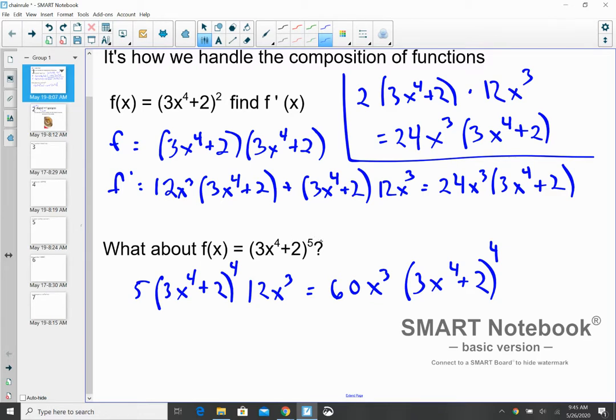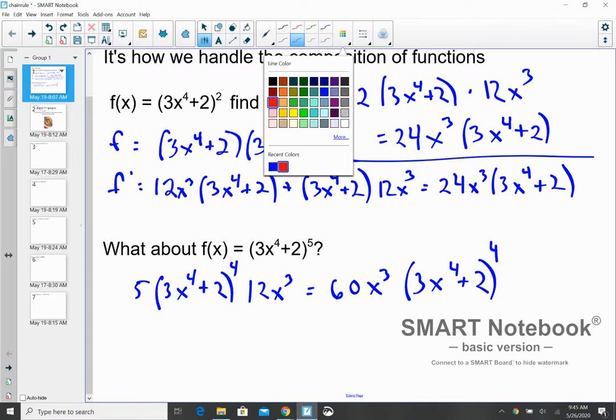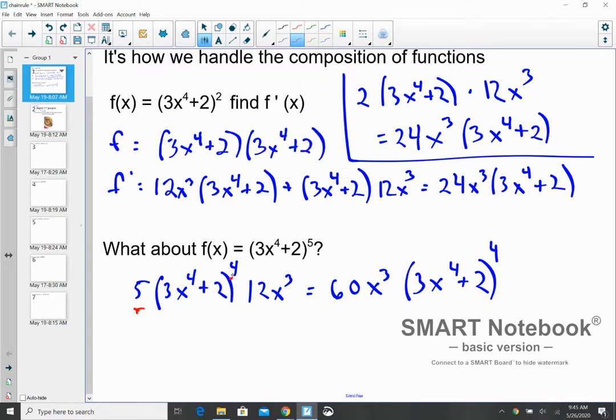So what do you do when you're taking the derivative of something to the fifth power? You bring the power in front and subtract 1. That's where I got that 5 and the 4 from. That's where this piece and this piece came. Then I kept the inside part the same. All right, so I took the derivative of the outside, that's the power rule with the 5 then becoming the 4, and then keep the inside the same.